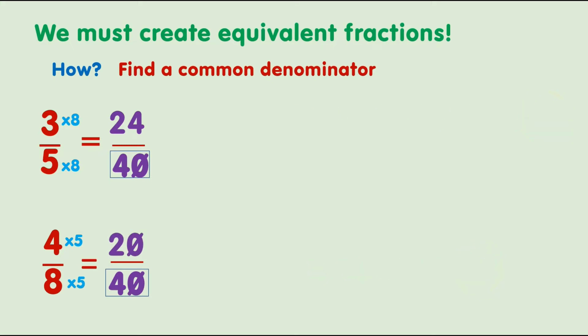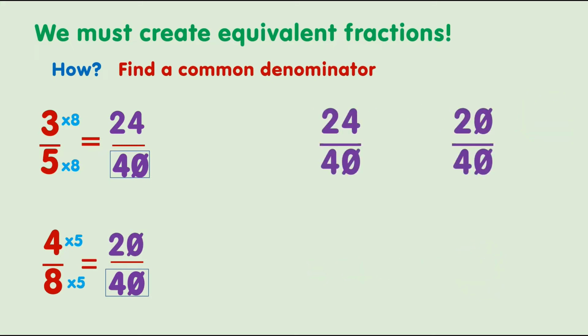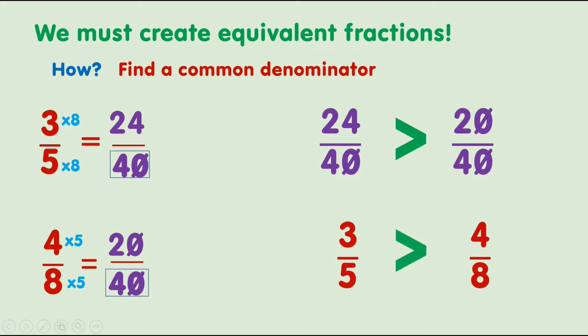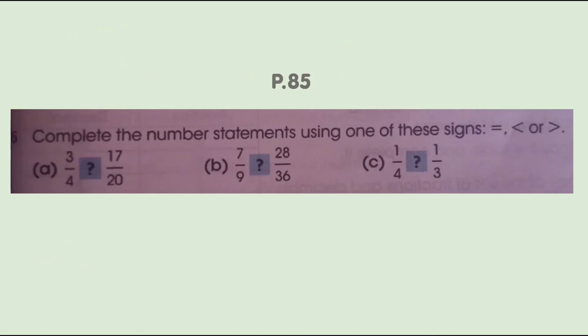Now, between 24 out of 40 and 20 out of 40, which one of them is bigger? 24 is bigger than 20, so 24 out of 40 is bigger than 20 out of 40. Because 24 out of 40 equals 3 out of 5 and 20 out of 40 is exactly the same as 4 out of 8, we know that 3 out of 5 is bigger than 4 out of 8.